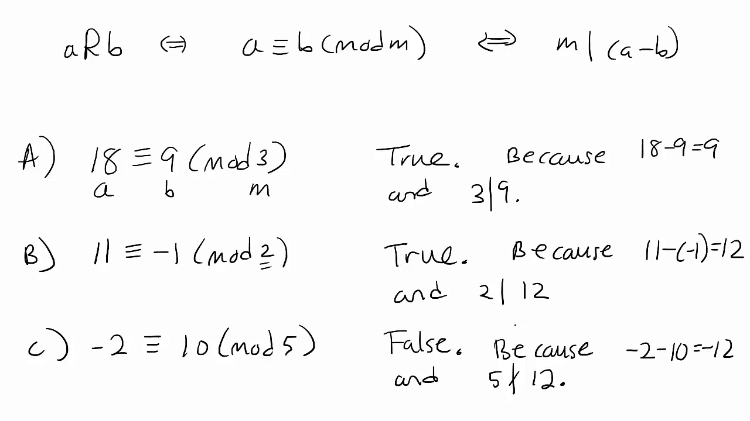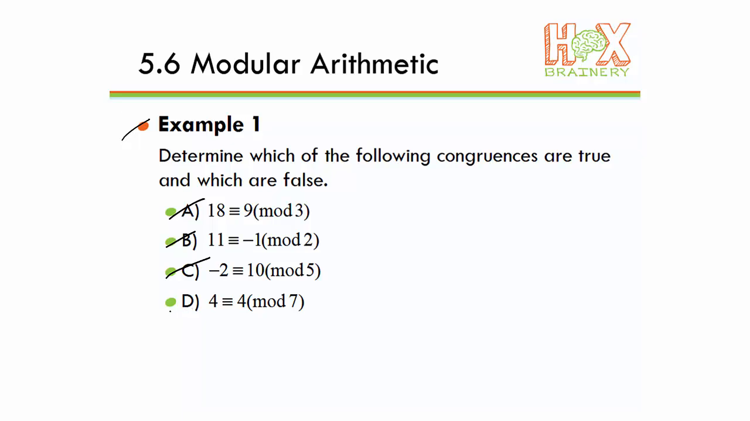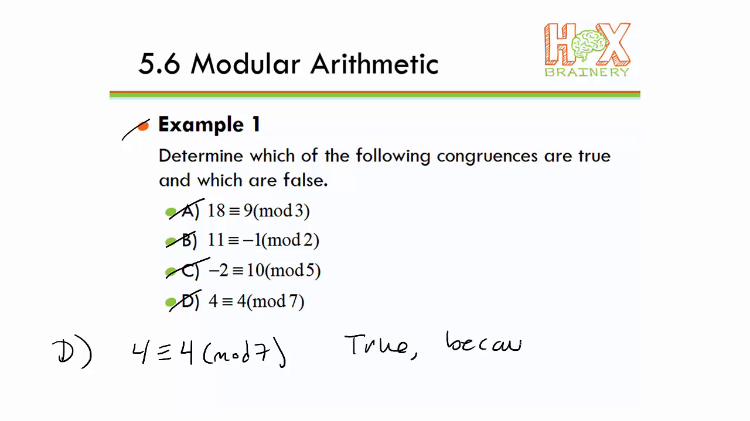All right, so I've done parts A, B, and C. Why don't you go ahead and try part D: pause the video and do it the way we've done the other parts, A, B, and C. So for part D, we have 4, is that congruent to 4 mod 7? This one is true, because 4 minus 4 equals 0, and 7 divides 0.